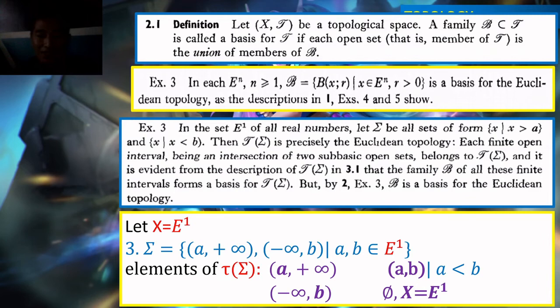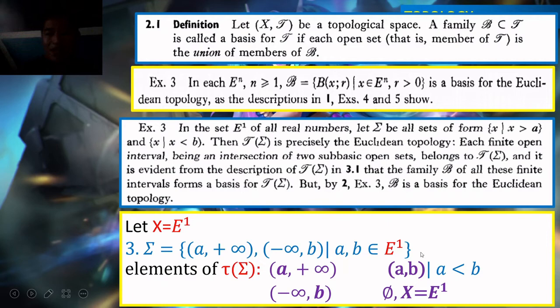So, what if there are only two of them? So, now we have an interval (a, b), where a should be less than b. For example, a is 1, so 1 to positive infinity. And b is 5, so from negative infinity to 5. So, their common part, their intersection, is the interval (1, 5).